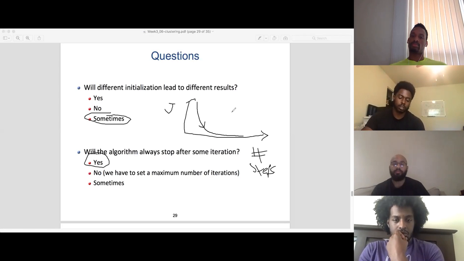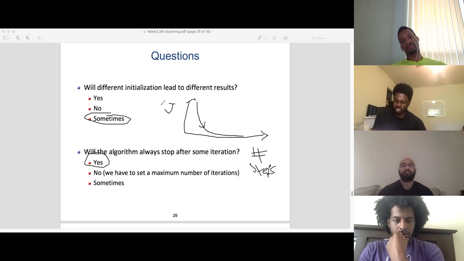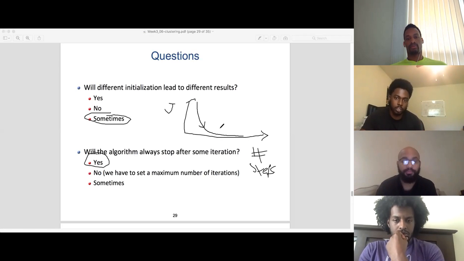I think the text has this chart where J is your objective function, and each step you take, you're decreasing the value of the objective function until you reach some minimum. I think I drew it like an asymptote. That was wrong of me. At some point, it reaches some minimum value, and you're just there. So this should be a straight line.